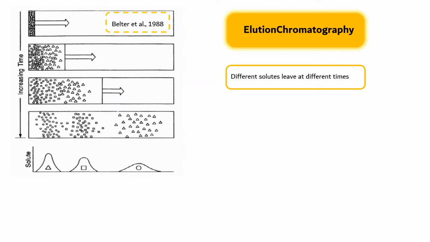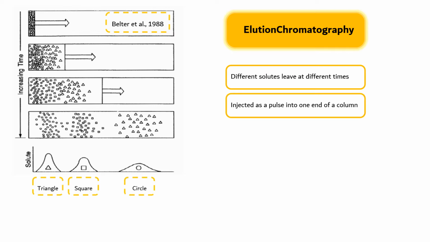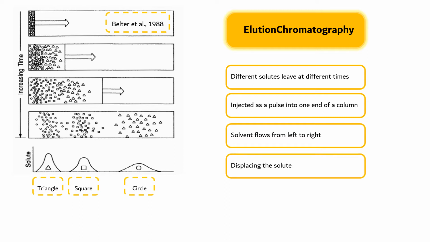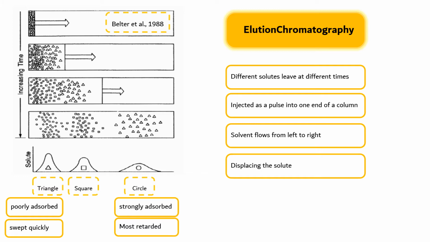Pulses of different solutes all leave the bed diluted, but they will leave at different times as shown in the left figure. Three solutes, shown as circles, squares, and triangles, are injected as a pulse into one end of the column. Solvent flows from left to right in the column, displacing the original contents. The solute shown as triangle is not absorbed much, so it is swept along quickly. The solute shown as circle is most strongly absorbed, so it is most retarded.